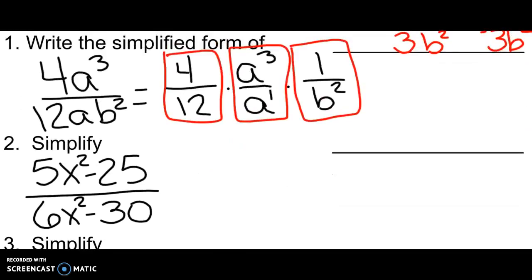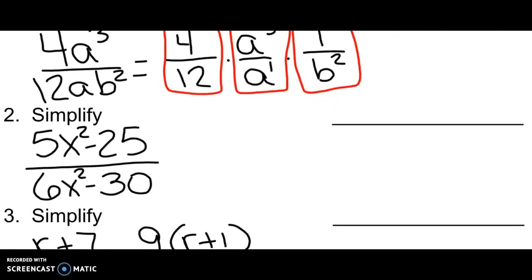All right, this one involved a little bit more work. You needed to factor. And it looked like a lot of you guys were trying to just simplify from this point, but you really can't. You need to factor every part, the numerator and the denominator. So let's factor out. This one had a common factor. You got 5x squared minus 25. Well, the common factor is 5.